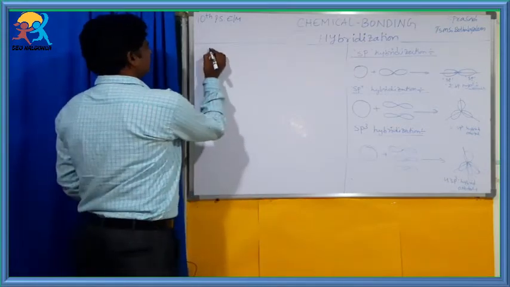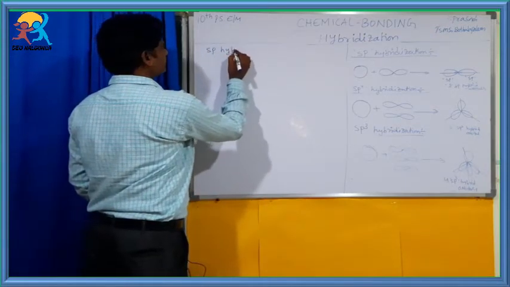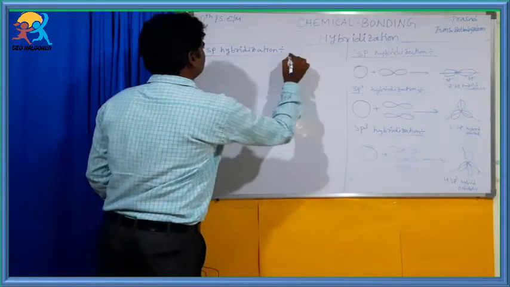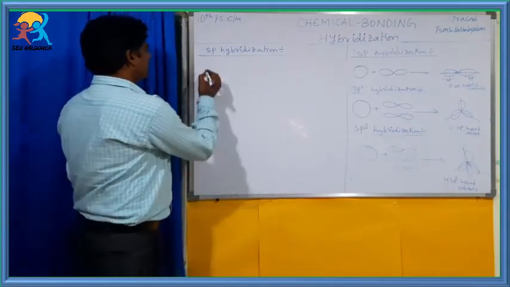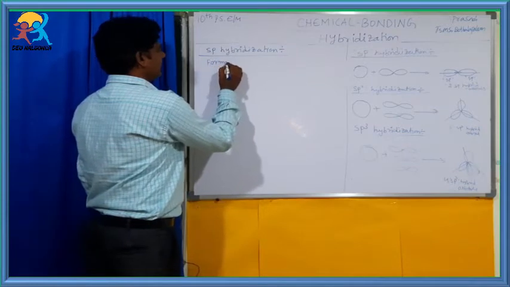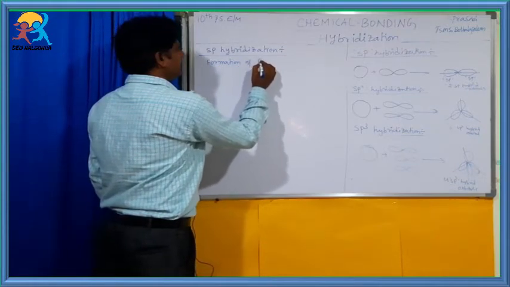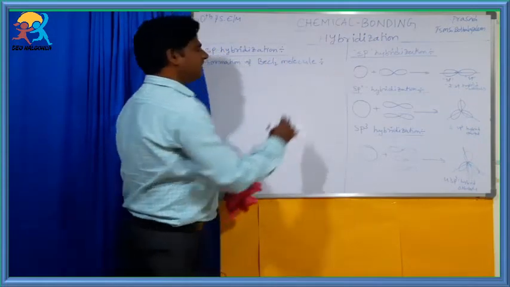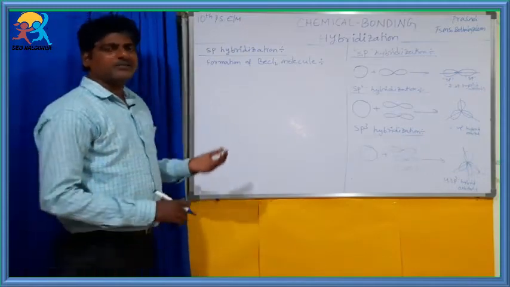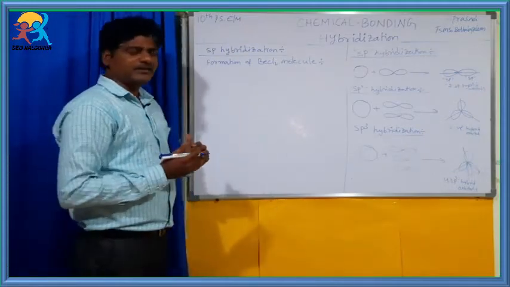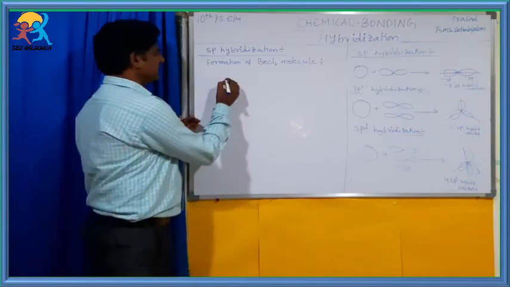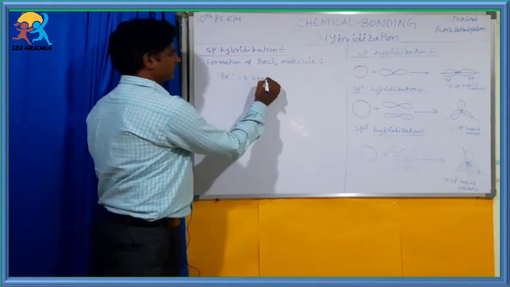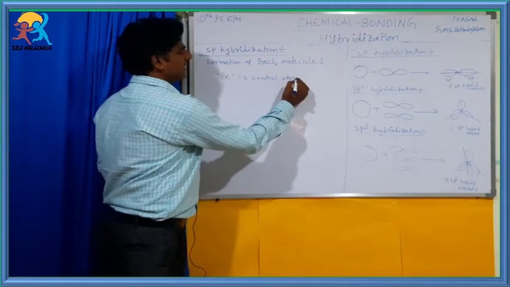So what is the example for the sp hybridization? Formation of the BeCl2 molecule, beryllium dichloride molecule. In beryllium dichloride, what is the central atom? Beryllium is the central atom, so it undergoes hybridization.